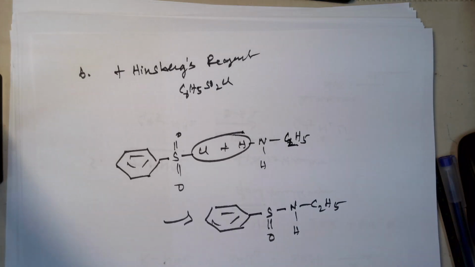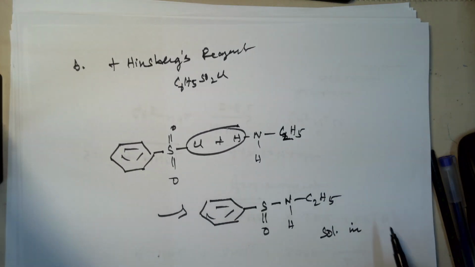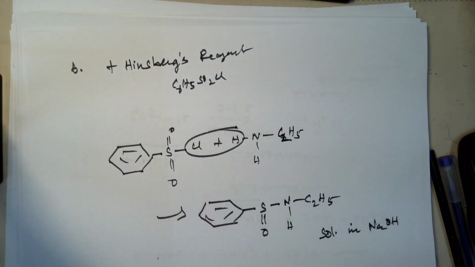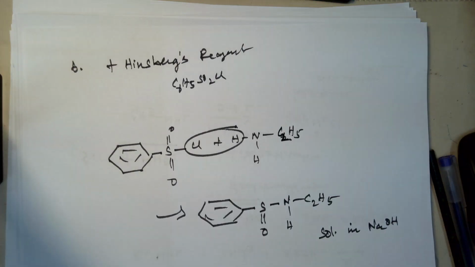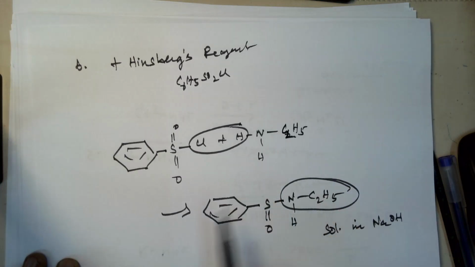And this is actually soluble in alkali. This is soluble in strong alkali like NaOH or KOH. So they form sulfonamides. This is called N-ethyl benzene sulfonamide.